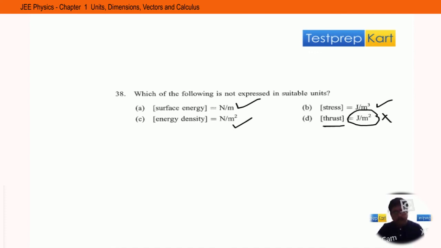Clear? So if I ask you to say the unit of thrust, what will be the answer? It is just Newton. Right? So your answer should be D.